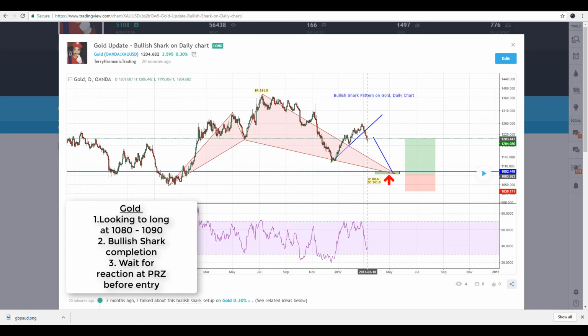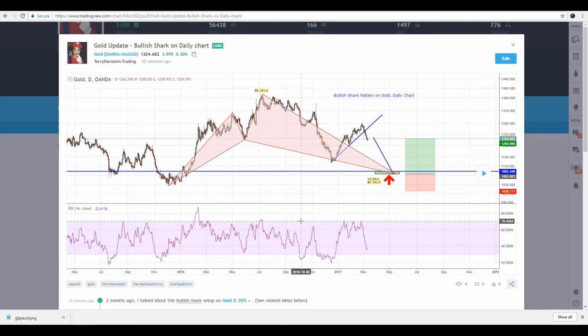So I'm not sure if gold will just bash down. It could do a retest of this trend line before coming down. But no matter what, next week I'm bearish on gold, and once it comes down to the 1080 to 90 zone, this is where I will be looking for a high probability long setup on the bullish shark pattern. Profit target and stop loss, everything is here. Keep you guys posted. Alright.